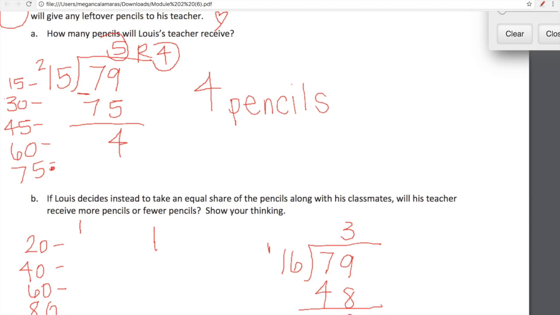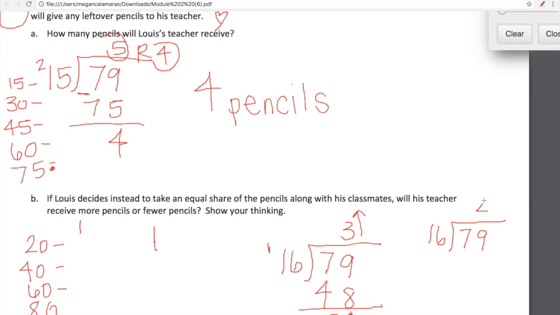9 minus 8 is 1. 7 minus 4 is 3. Is 31 greater than 16? Yes. So that means that we need to increase this quotient. Let's try again. That is important work. It's not exactly correct yet, but that tells us that we can squeeze another 16 into 79.